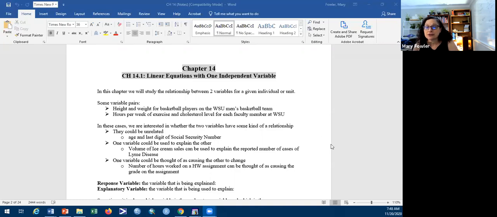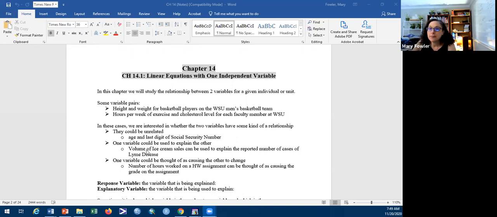So there are different kinds of relationships between variables, and I want to lay out the different possibilities. Sometimes two variables might not be related at all. We could see that as a possibility if we looked at our ages and the last digit of our social security number. We might not find any kind of relationship there, because the last digit of a social security number is almost like a random number, which would probably be what it is. But until I look at the data, I never know.